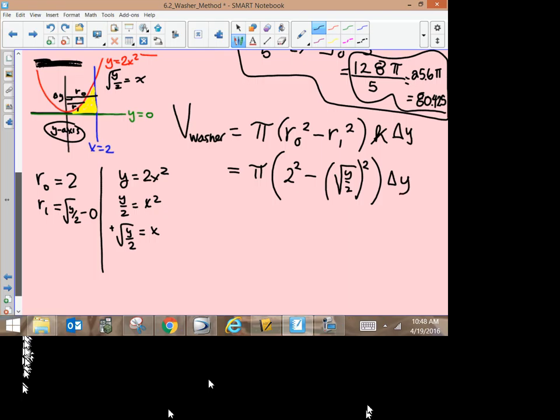Okay, you would have discovered as soon as you put that, like, oh, these have to match. Okay, you're ready for an integration. What's 2 squared? Okay. Claire, what's the square root of y over 2 squared? Y over 2. Okay, dy.